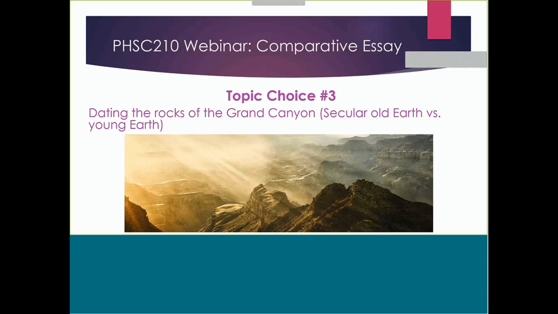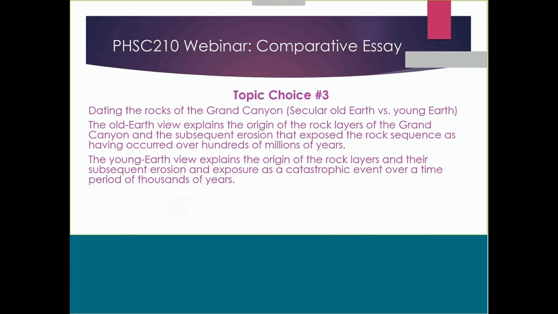Topic number three, dating rocks of the Grand Canyon, secular old Earth versus young Earth. Dating the rocks of the Grand Canyon. The old Earth view explains the origin of rock layers of the Grand Canyon and the subsequent erosion that exposed the rock sequences as having occurred over hundreds of millions of years. The young Earth view explains the origin of the rock layers and their subsequent erosion and exposure as a catastrophic event over a time period measured in thousands of years.